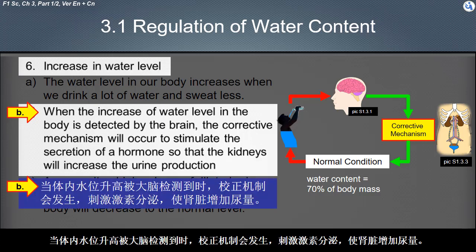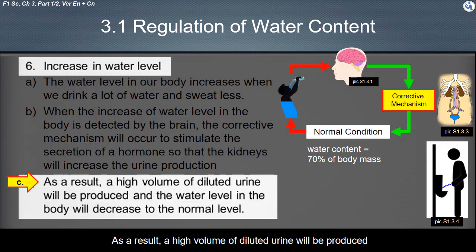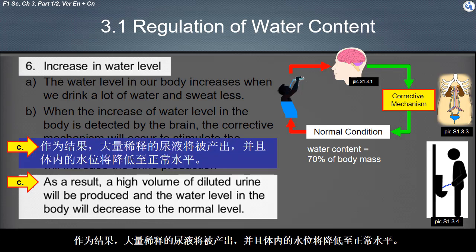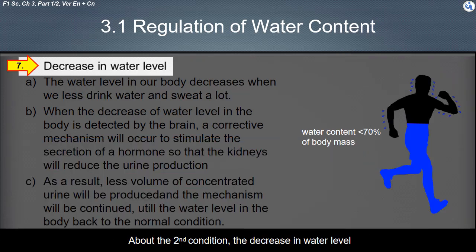As a result, a high volume of diluted urine will be produced. And the water level in the body will decrease to the normal level. About the second condition, the decrease in water level.